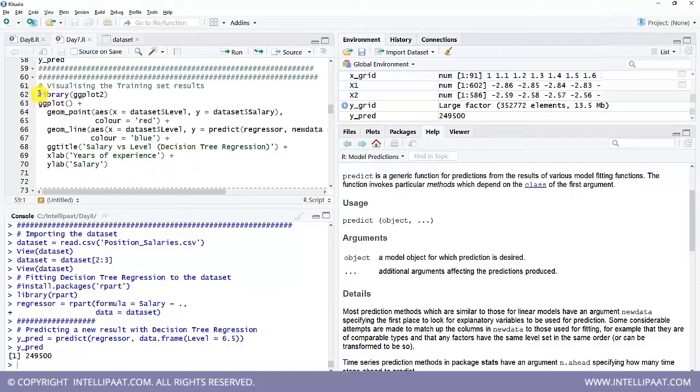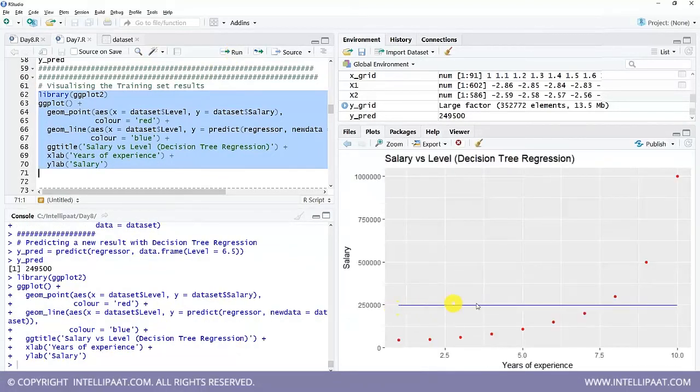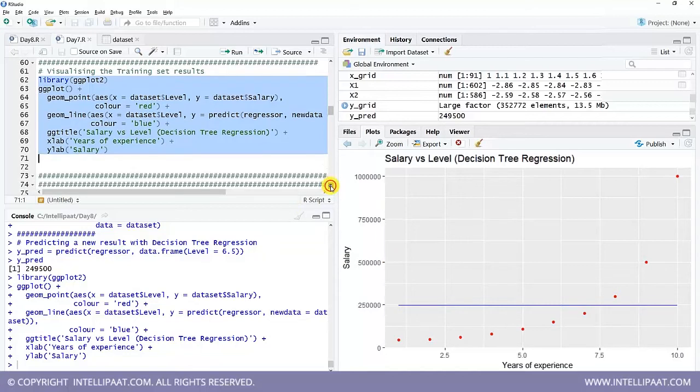When we plotted the data set and the model, we got something like this. We got a very straight regression line. We know for decision tree regression, the regression line should be in steps or levels, but we got a straight regression line. And we did fix it, right? How did we fix it?